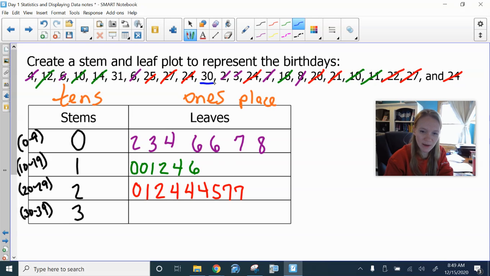And so then for my 30s, I have a 30 and a 31, so I'll put a 0 and a 1. And that does it. There's all my numbers. So that's how we read our stem and leaf plot. Again, it looks weird, but when you get used to seeing it, it's actually pretty easy to help you categorize and list all of your numbers in order.